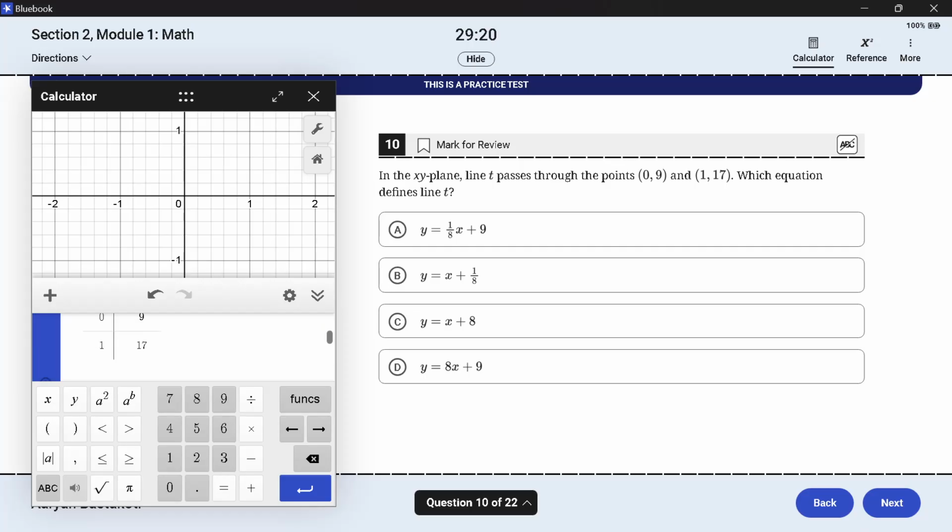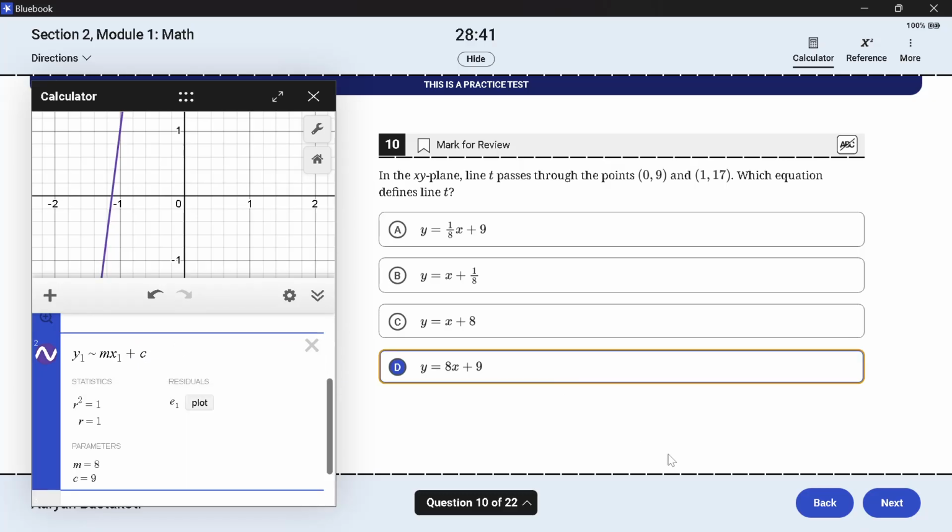So write y1 tilde, since this is y1, and a regression symbol: click shift plus the key below the ESC button, left side of 1, write this, and a normal expression mx1 plus c, a general linear equation. And what you get here is the equation: m is 8, c is 9. So y is equal to 8x plus 9. This is the right answer.